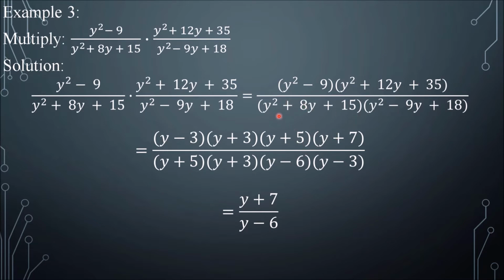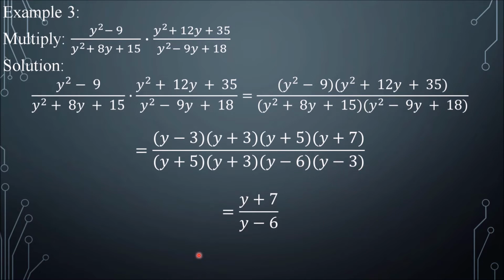Let's have this one, y squared plus 8y plus 15. Y squared is y times y. 15 is 5 times 3. So this is the combination in order to get 8y. Next, let's have y squared minus 9y plus 18. Y squared is y times y again, and then 18 is negative 6, and then negative 3. Why negative? Because the middle term is negative. So in order to get the middle term, we need to have this combination of factors.